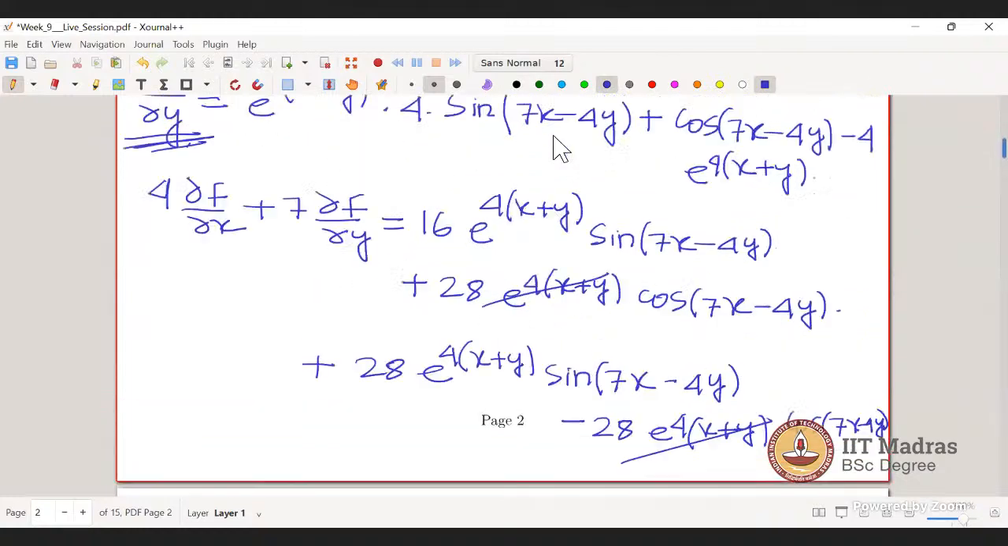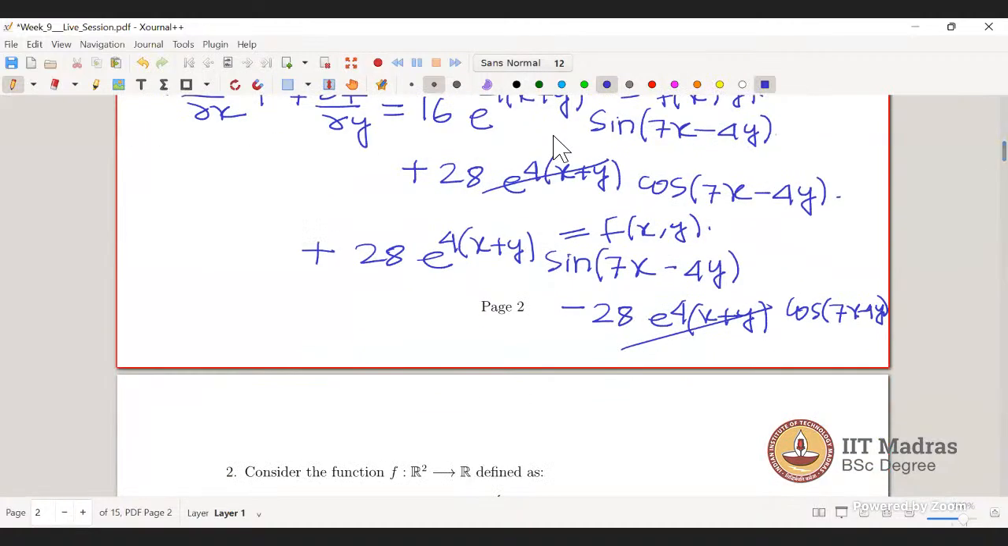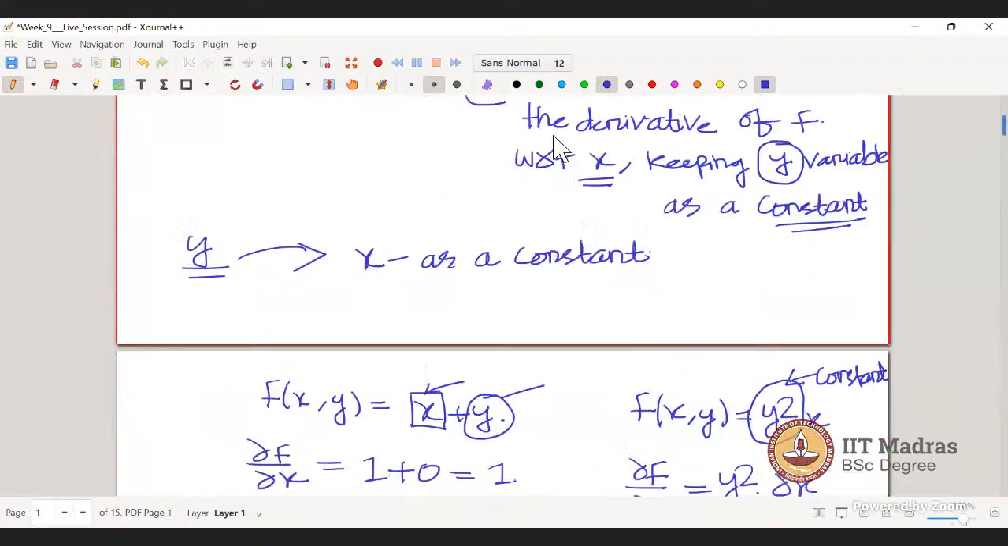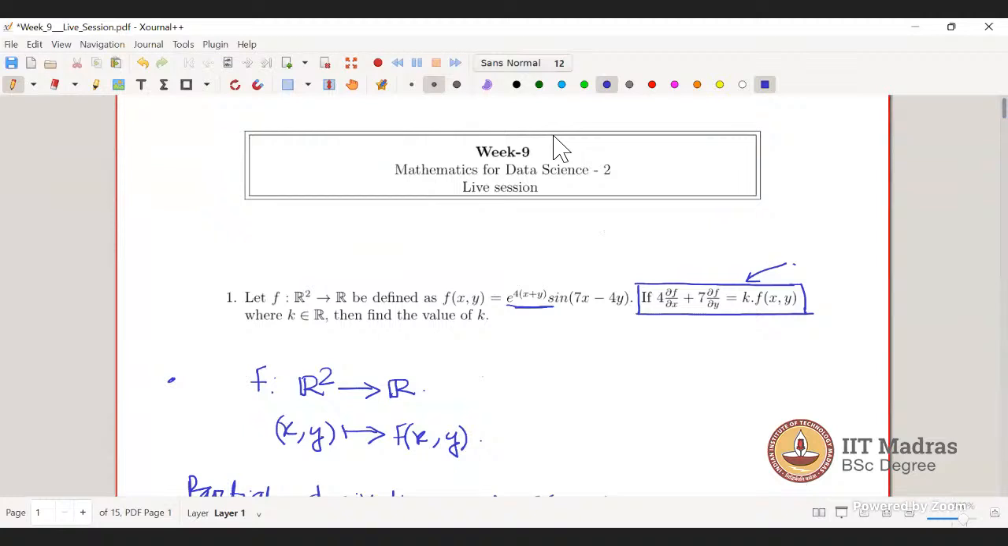Now, as you can see, this is nothing but f of xy, and this is also f of xy. So if I add these two things, I'll get 44 f of xy. So the value of k here is 44.